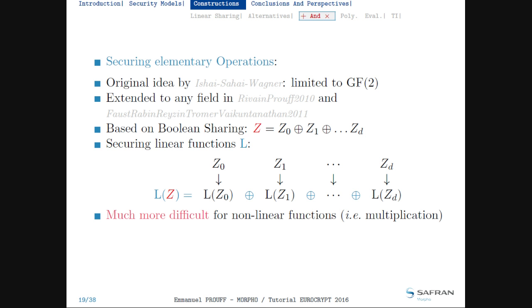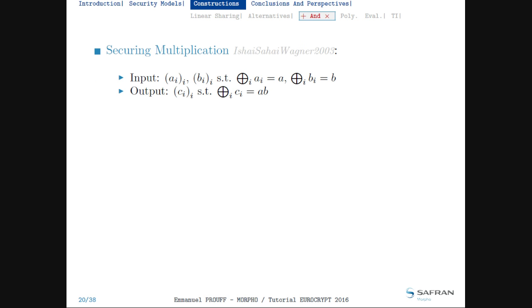Unfortunately it is much more difficult if I want to process a multiplication, which is, however, a quite simple operation. Ishai, Sahai and Wagner have shown a way to do that with complexity D square, meaning that it is D times slower than the processing of an affine function. So we start with a sharing of A into D plus one shares and a sharing of B into D plus one shares, and I want to securely process A times B, computing a sharing Ci of A times B.